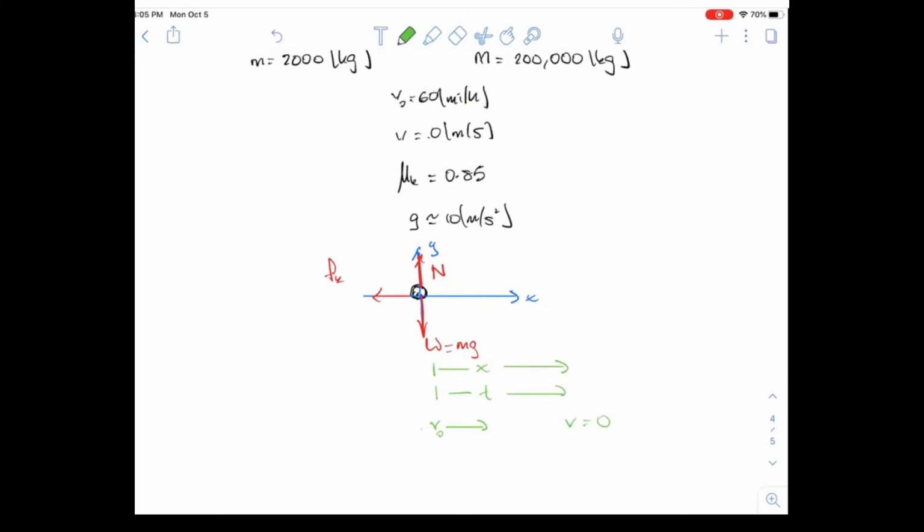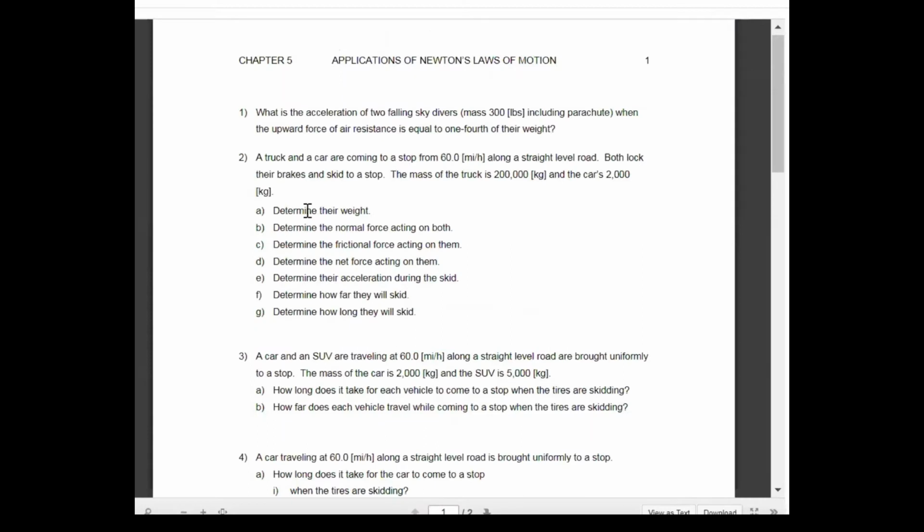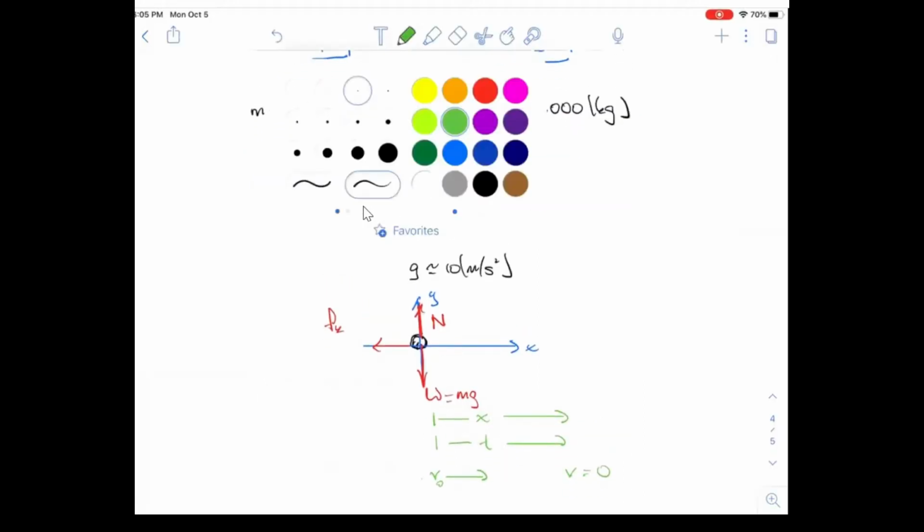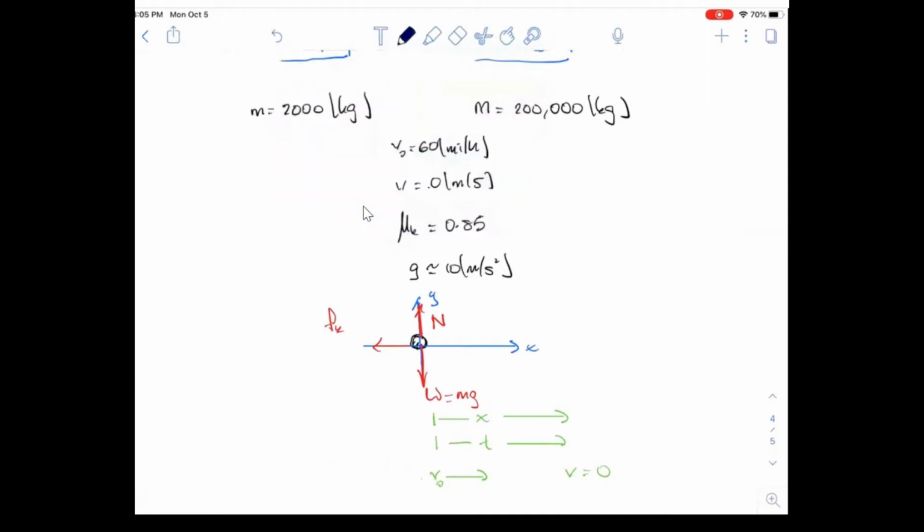Let's go A, B, C. What is it that we want? Determine the weight, determine the normal force, determine the frictional force, determine the net force. A bunch of stuff that we will need to figure out. Let's use a different color. A, determine the weight. B, determine the normal force. C, determine the frictional force. D, determine the net force.